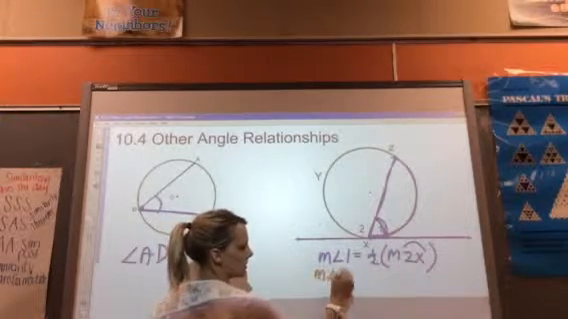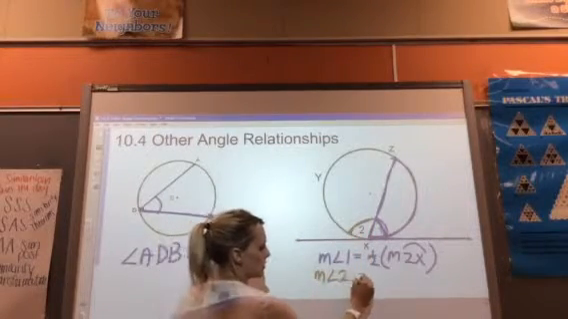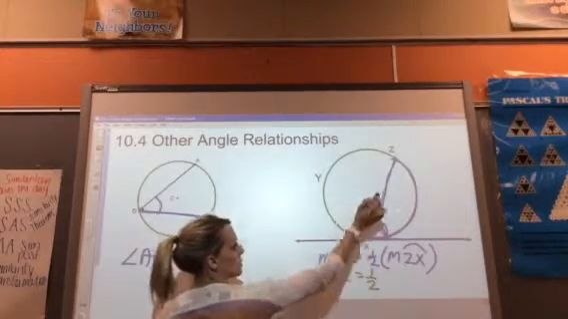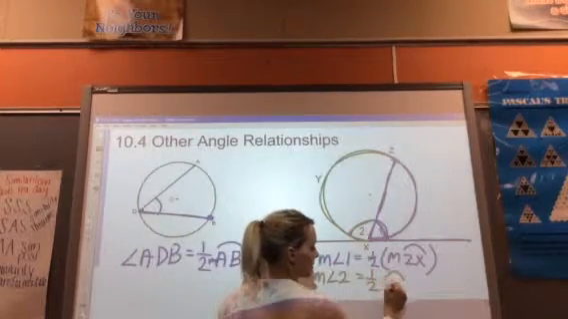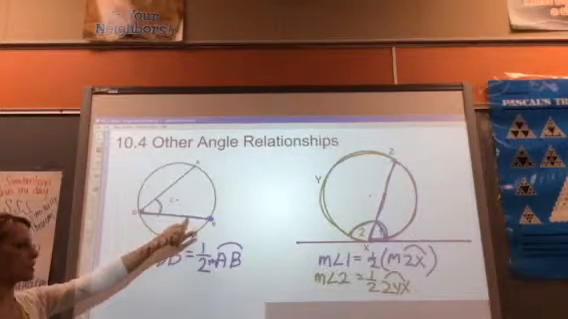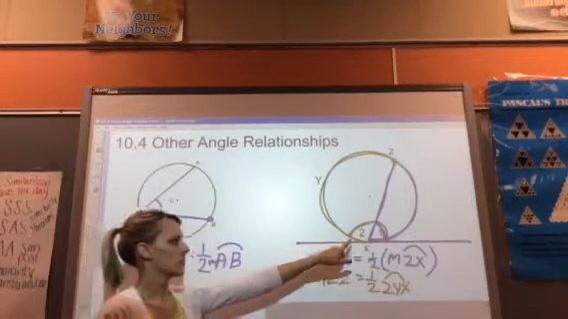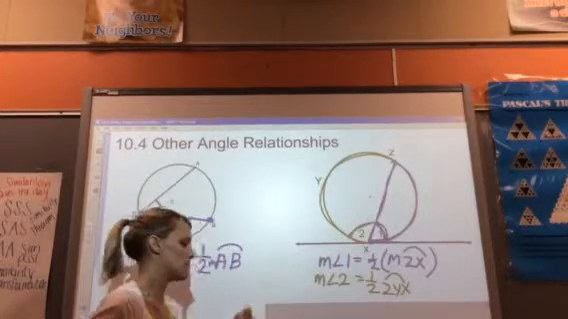And also the measure of angle 2 is equal to 1/2 the measure of arc ZYX. So just like we previously learned with inscribed angles, these are also going to be, your angle is equal to 1/2 the measure of your arc.